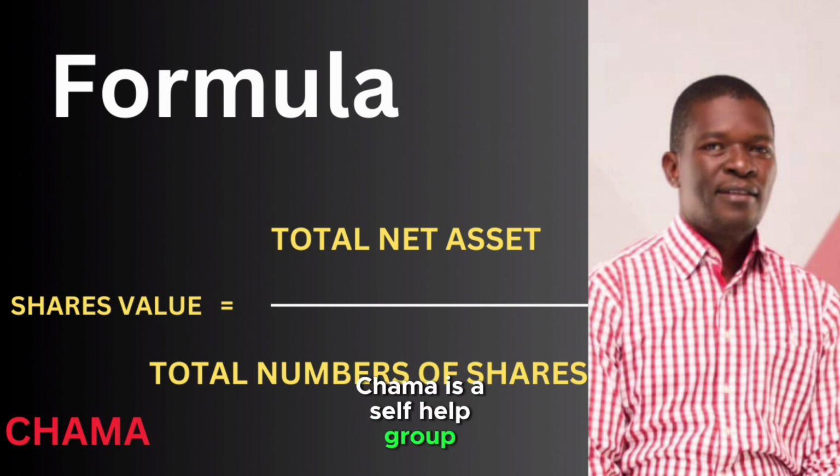A CHAMA is a self-help group where members contribute a fixed amount of money regularly. The pooled money is invested and the returns are shared among members at the end of the financial year. A share represents your ownership in your CHAMA's assets, and that is why if we say we are calculating the value of your shares in your CHAMA, it means we are finding out your net worth in that CHAMA every financial year or whenever the need arises.